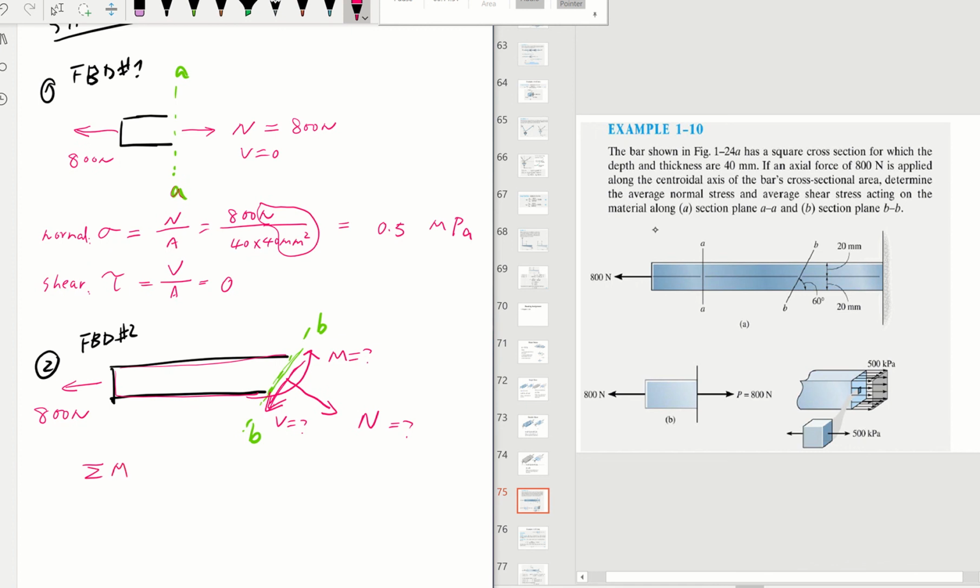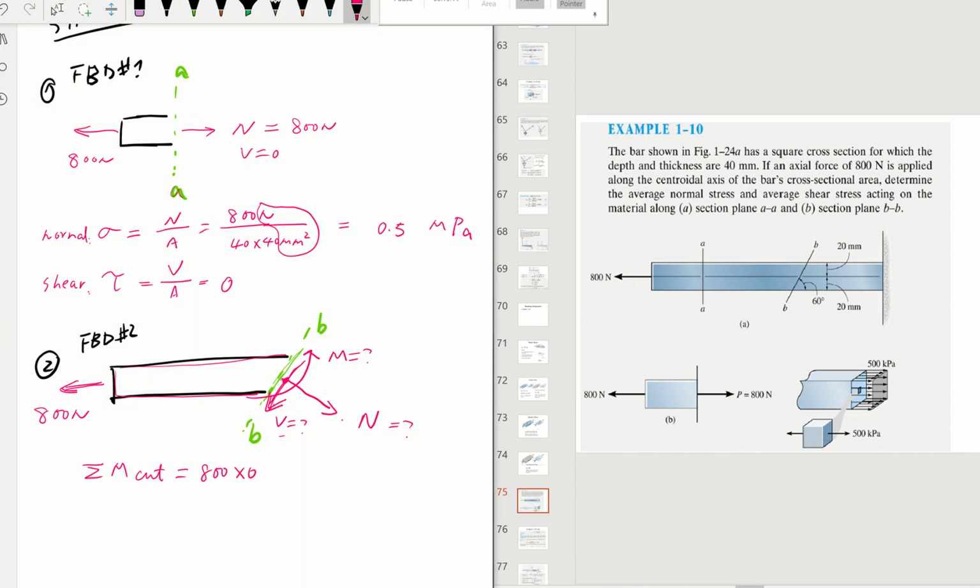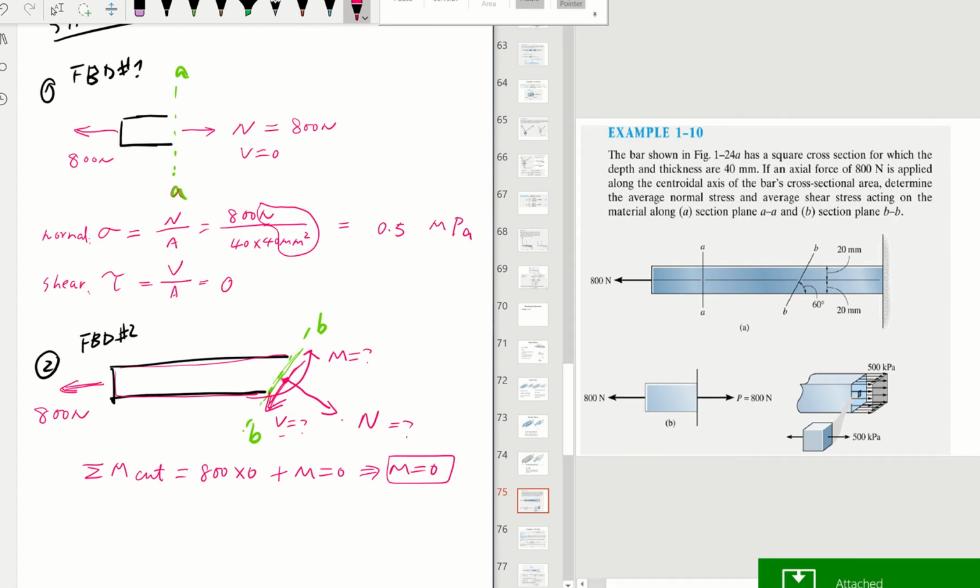Is bending equal to 0? If we do moment about where we cut right here, this 800 Newton goes through where we cut, so 800 times 0 for the moment arm. And this normal and shear both go through where we cut, so that will give us 0. And then we have this bending moment to make it counterclockwise, so plus M. So you get M equal to 0. There's no bending moment. So the only things you need to calculate are N and V.